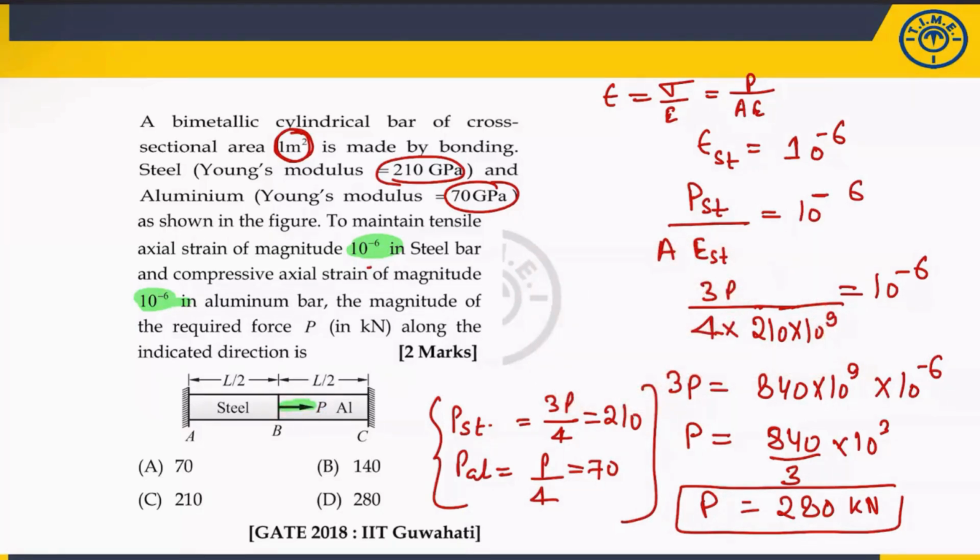But the thing is, if you have a thorough understanding of how you are solving and how you got the result, then it is very easy. Okay, so this question was asked in GATE 2018. This is the question in which the bars are in a straight line. Now, one more question I will discuss in which the bars are connected perpendicular.